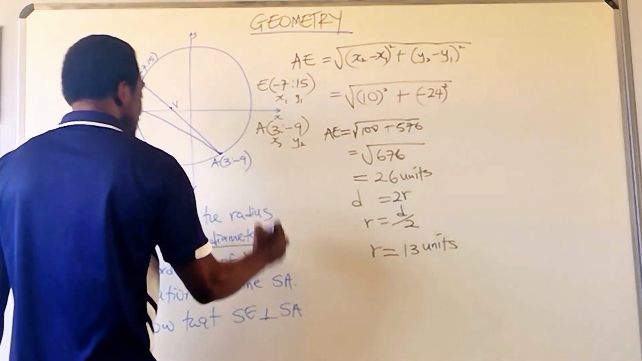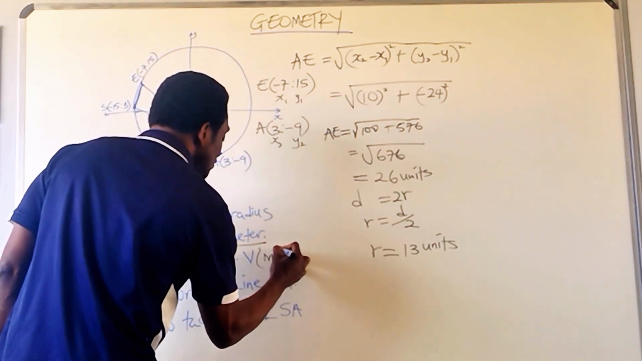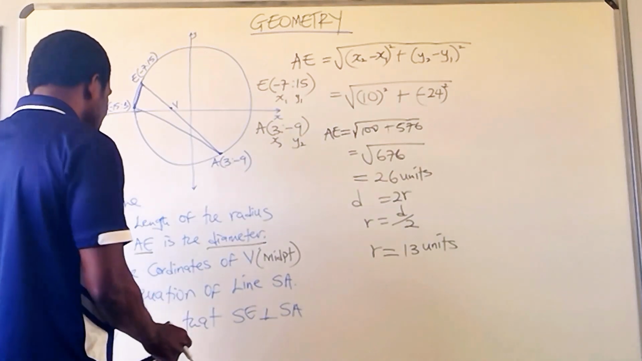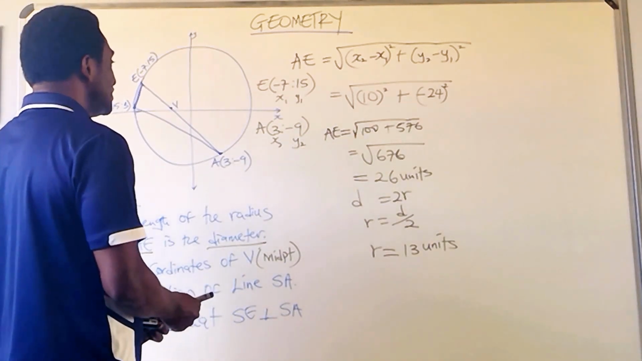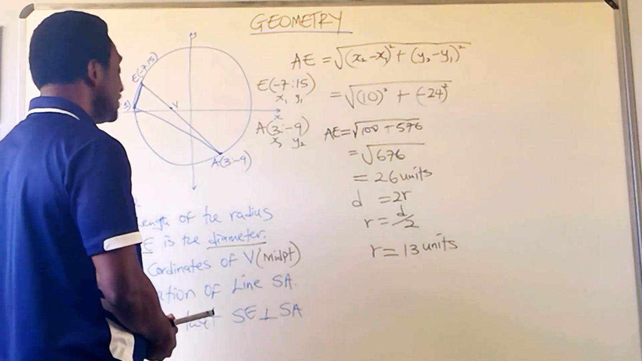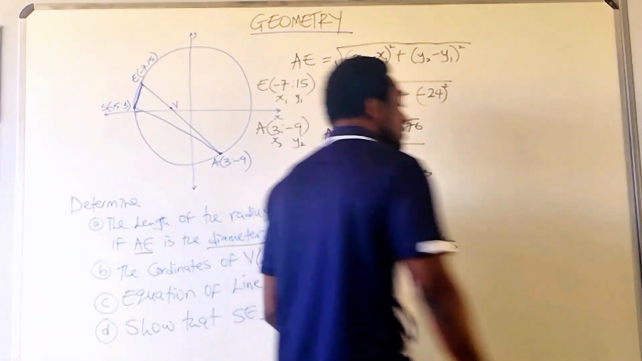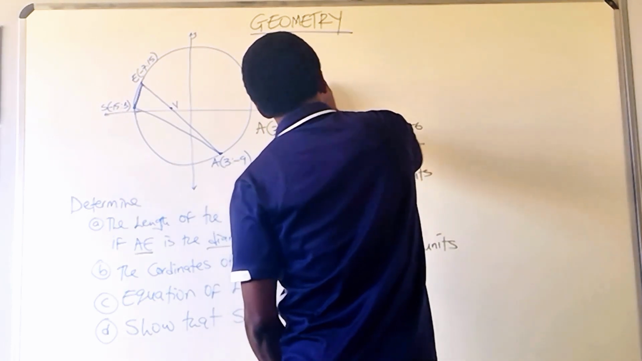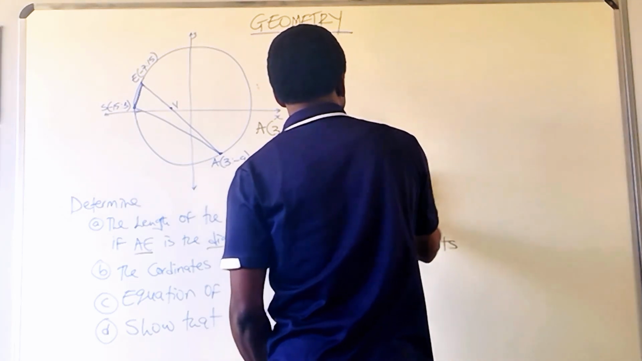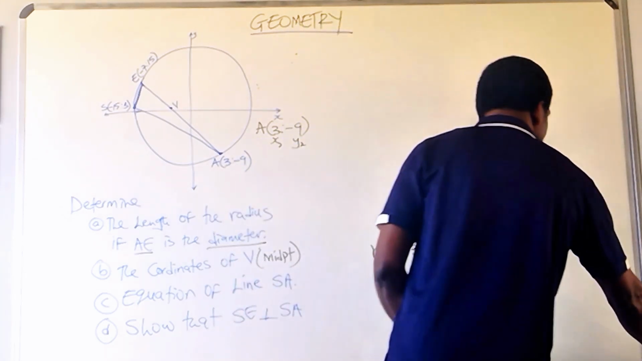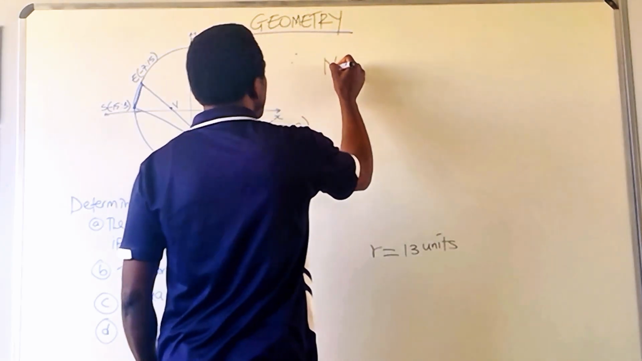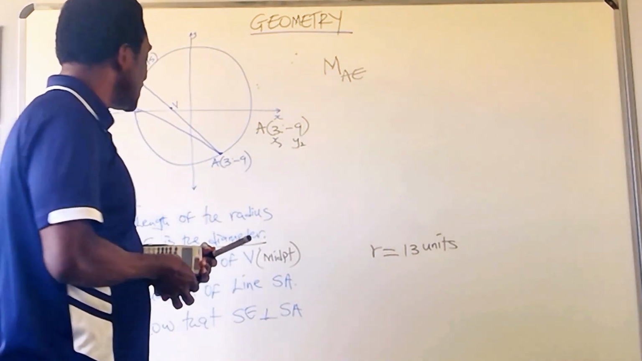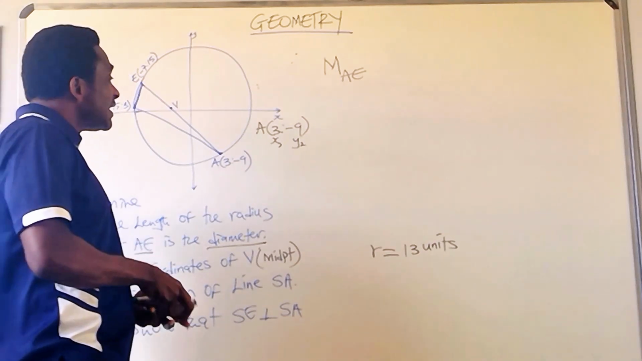Now, they are asking us to get the coordinates of V. If V is the midpoint of that circle, we can use the midpoint formula to get our V. So in a nutshell, we are looking at V being the midpoint of A and E. The midpoint formula is slightly different.